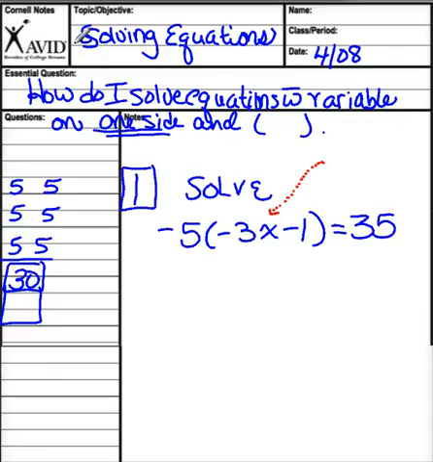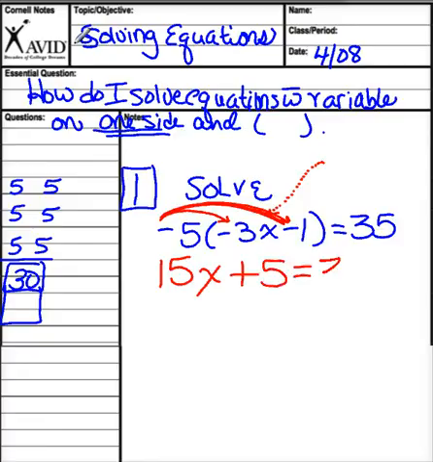In order for me to attack that x, it's stuck inside some parentheses, so I need to pop it out. You've learned that to do that, we do hippity-hoppity, distributive property. So I'm going to hop that -5 in, and I'm going to keep in mind that a negative times a negative is a positive. So I've got -5 times -3 giving me a positive 15x. I have a -5 on the second hop times a -1 giving me a +5, and that equals 35.